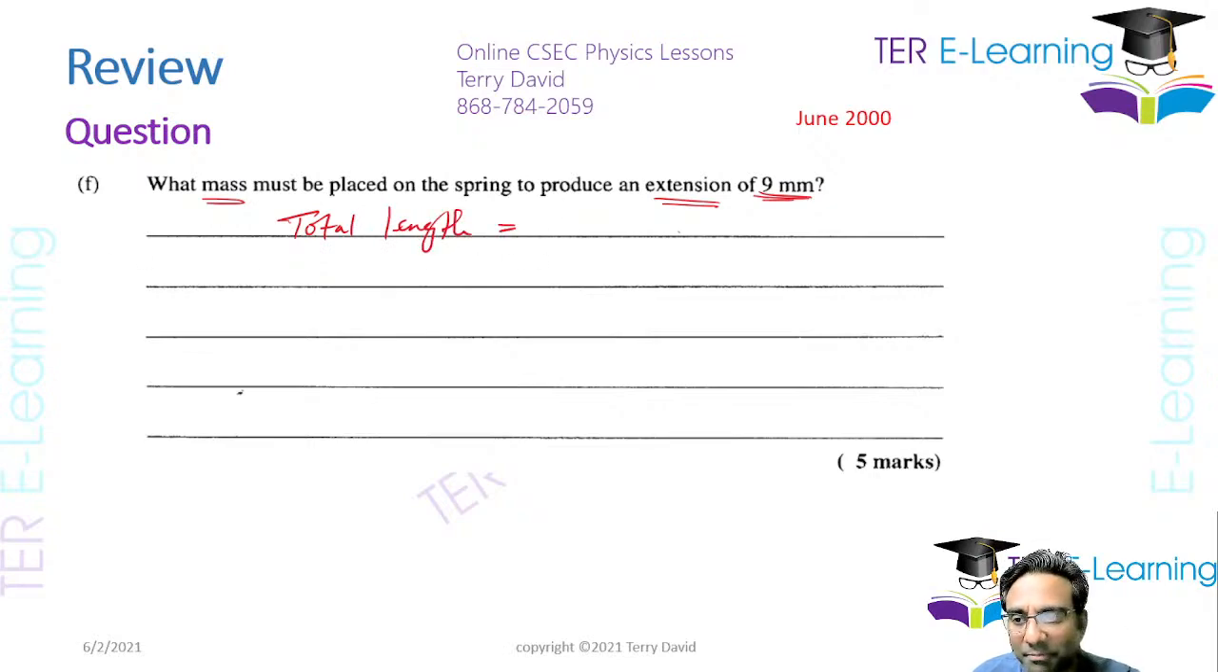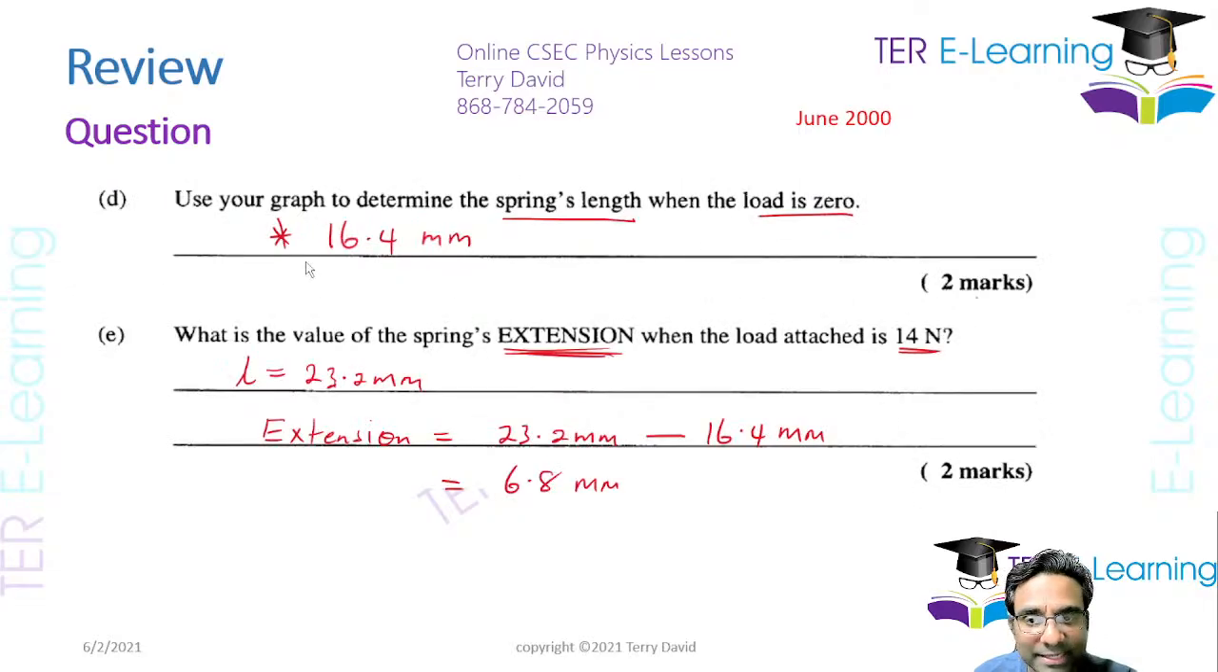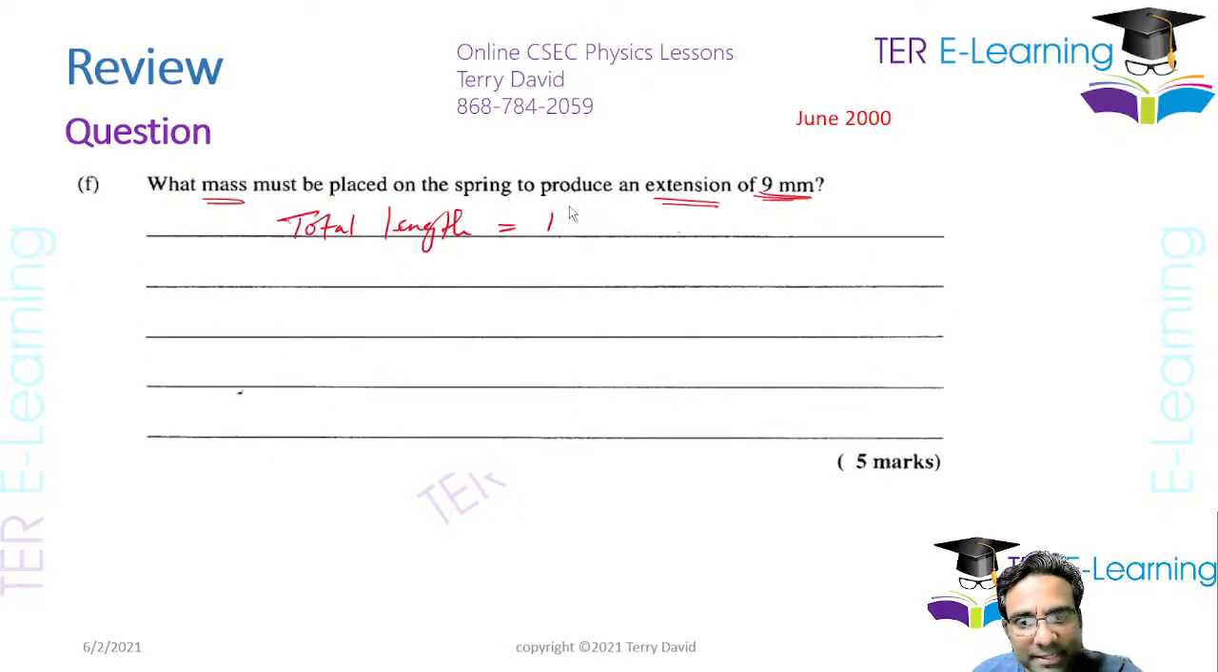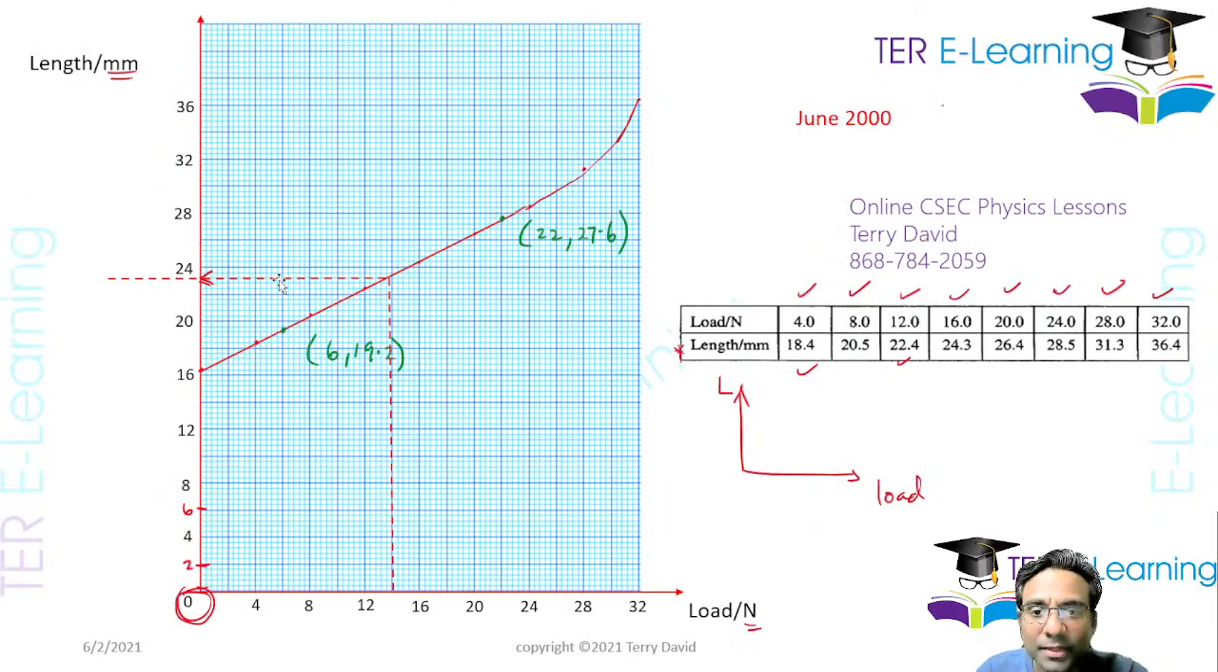My total length is going to be the length of my spring, which is 16.4 millimeters, plus 9, right? So 9 and 6 is 15. So this is 25.4 millimeters. So I need to go to the graph now and try to read off where that 25.4 millimeters is. So you go to the graph. So you want 25.4, right? Let's see if I can figure out where 25.4 is.